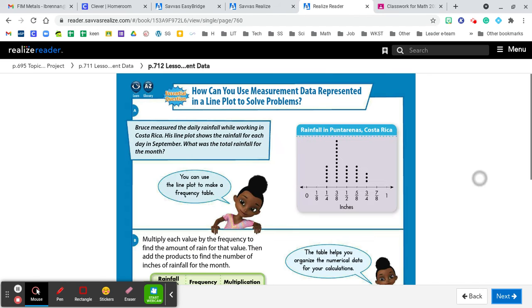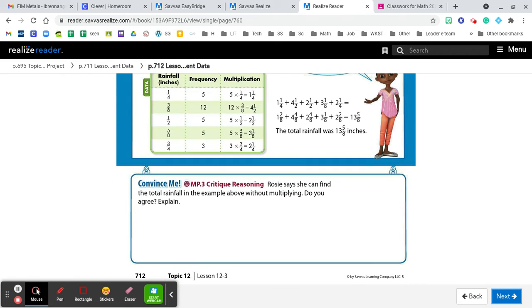Oops, wrong way. Yikes, sorry about that. Can you find it without multiplying? Sure you can. You can use repeated addition if you feel like doing that. It'll take you forever, but you can use repeated addition and add all these values together.